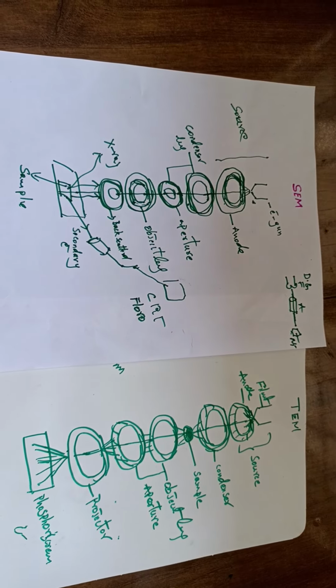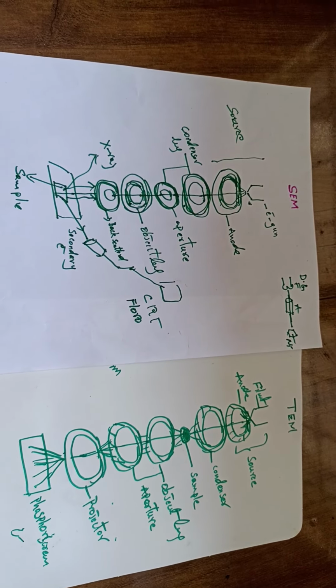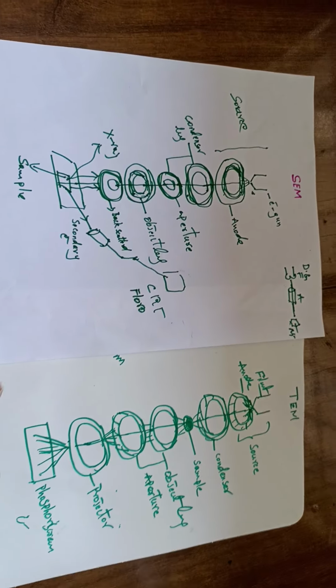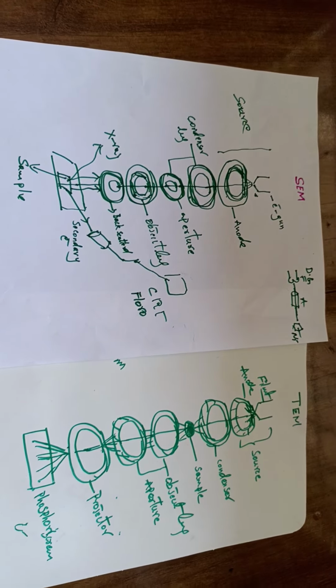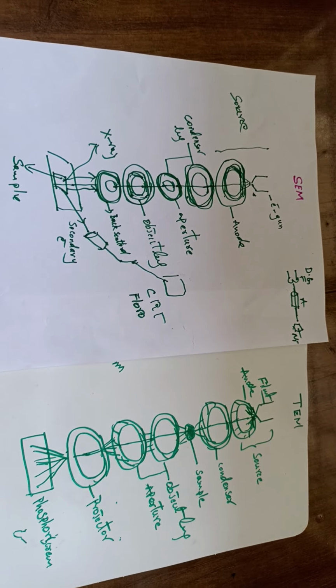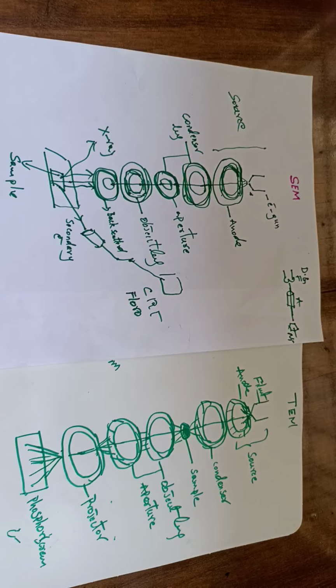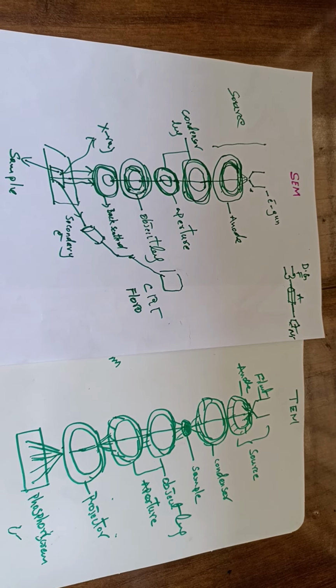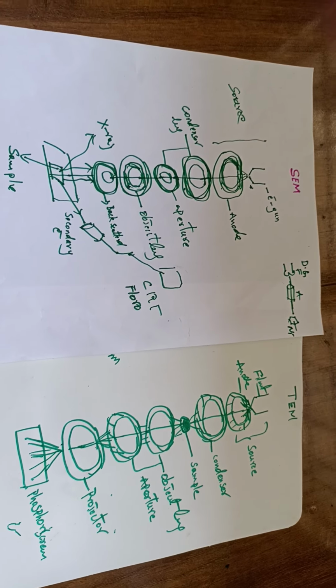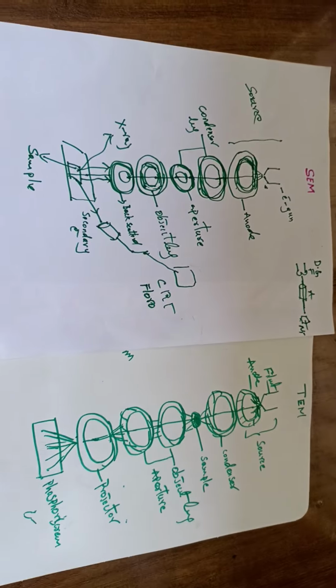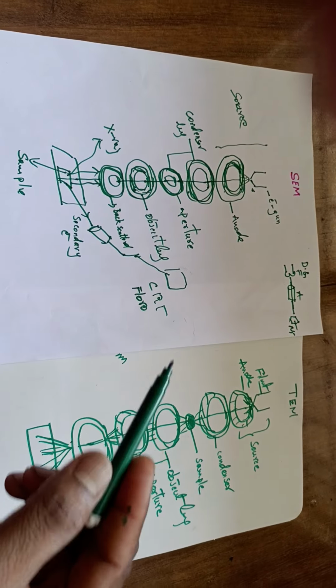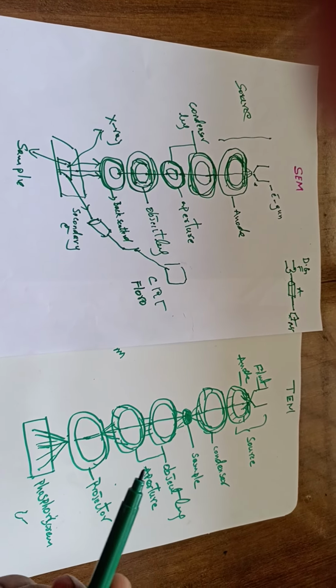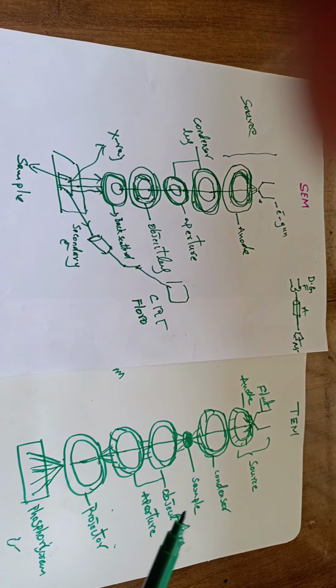In this video, we'll focus on the differences between SEM and TEM. If you see the scanning electron microscope from up to the source, SEM and TEM are both the same. For the source, we use a filament and acceleration anode. Both are common in SEM and TEM. But when going to the condenser lenses and objective lenses, this is the only difference.